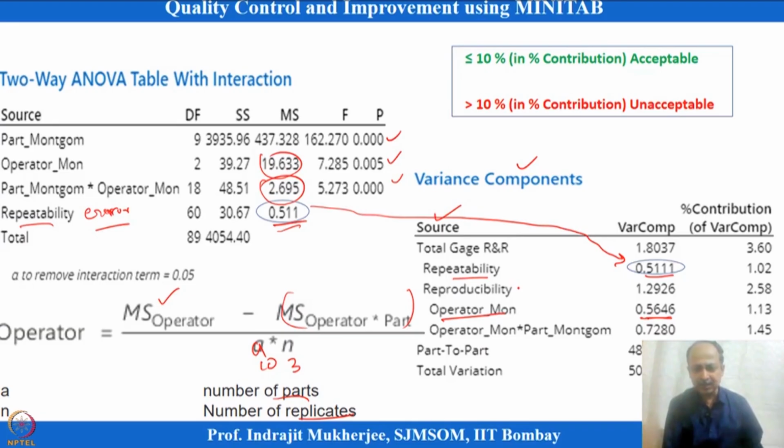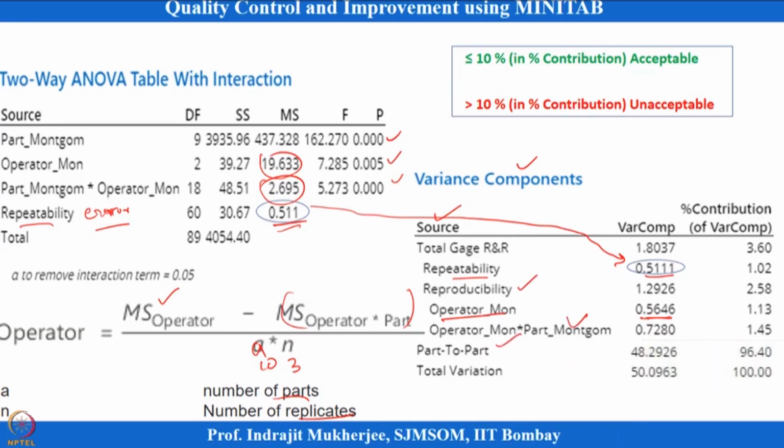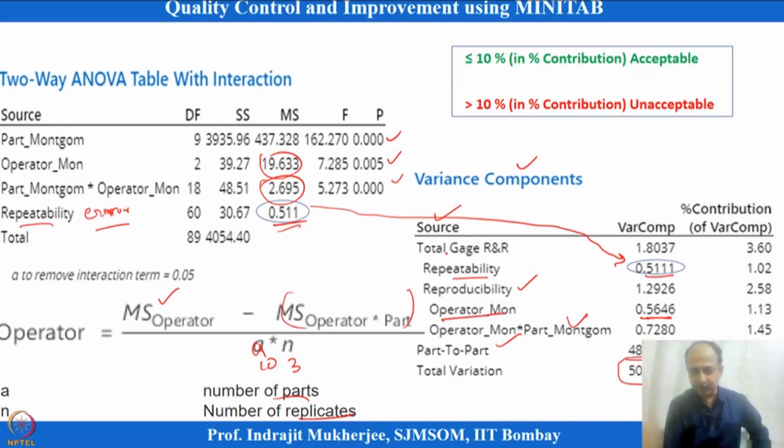Similarly, there are formulas to calculate reproducibility and the interaction part, and part-to-part variation can also be calculated. The overall total variation is given as 50.0963. The total gauge R&R value that you are getting, 1.8037, is nothing but the summation of repeatability and reproducibility, which comes as the total gauge R&R variance component, 1.8.